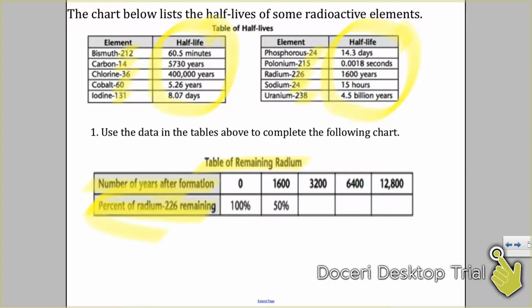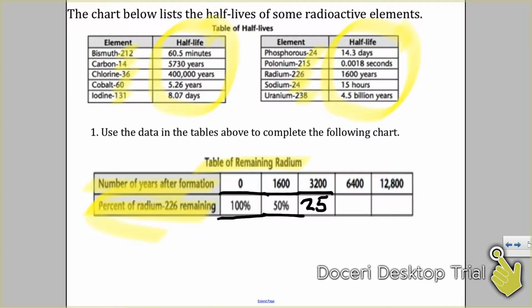Okay, very good. Now, yesterday, we had to fix some things on here because we realized there were some errors. We noticed that at zero time, meaning no time has passed, we still have 100%. Then we noticed after radium's half-life, which is 1,600 years, we have 50%. Another half-life occurs, which means we go how many years? 1,600. Do we end up with 3,200? Yes. How much is there? 25%, because half of the 50.